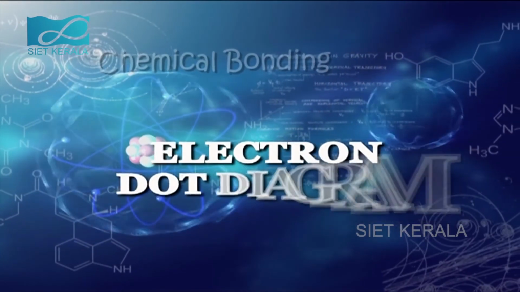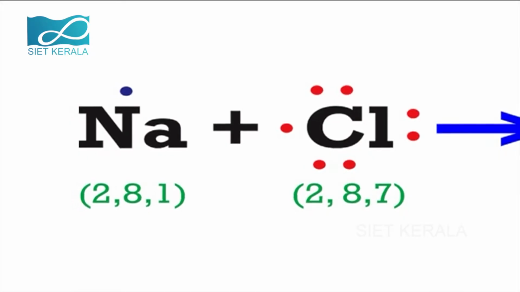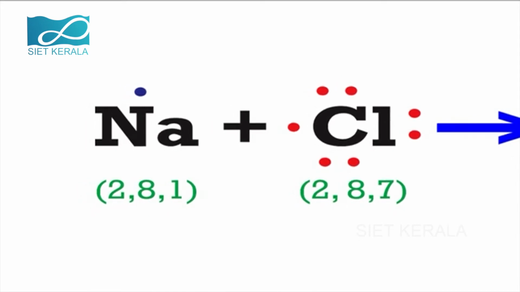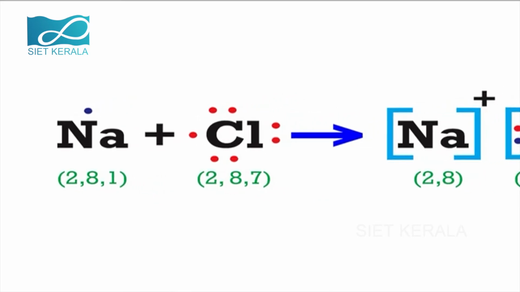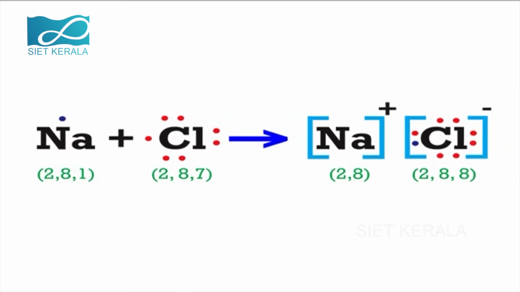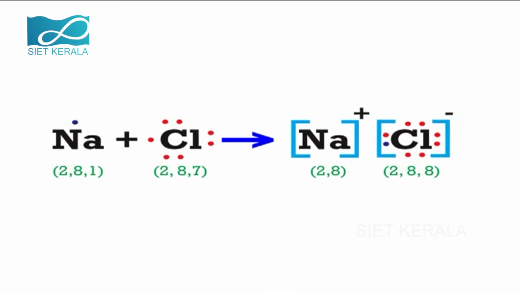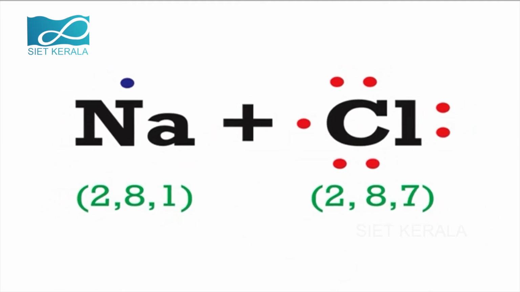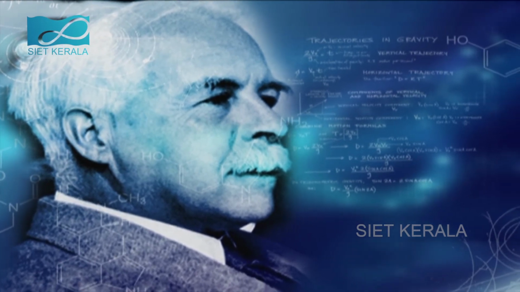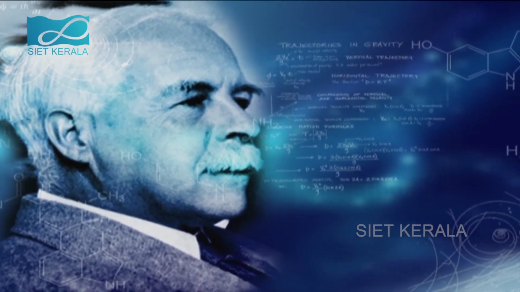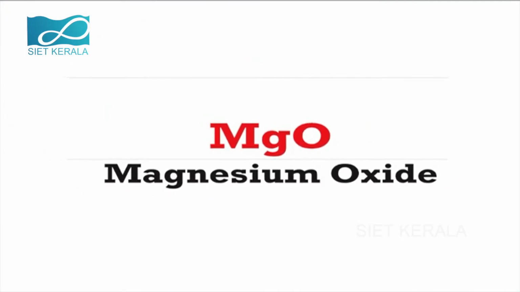Electron dot diagram. The transfer of electrons between sodium and chlorine atoms can be illustrated using an electron dot diagram. This represents only the electrons in the outermost shell, because they are the only electrons participating in chemical bonding. The method of representing electrons using dots around the symbol of an element was first introduced by the American chemist Gilbert N. Lewis. Let us see another compound called magnesium oxide.